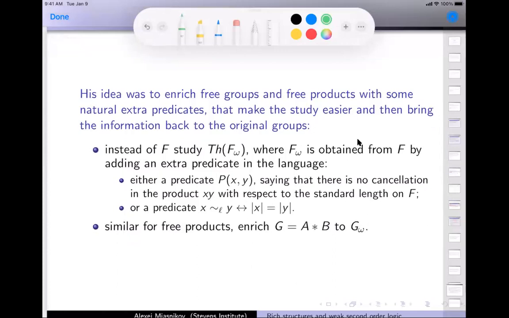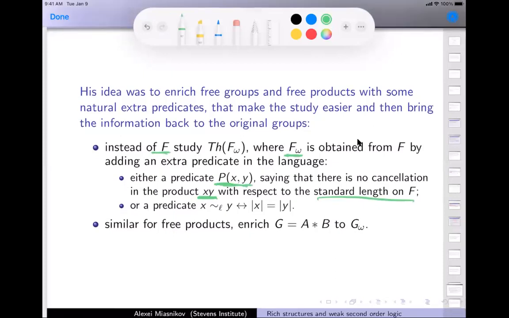It's actually later I realized that Irina Huber-Dyson was doing a similar thing. She was just getting undecidability results for free groups. But the idea is you have a free group F, you enrich it using many things, say a binary predicate which says that there is no cancellation in the product xy with respect to the standard length function on F. The length function is fixed, so you can say whether there is cancellation between two elements or not. So P of xy is saying there is no cancellation.